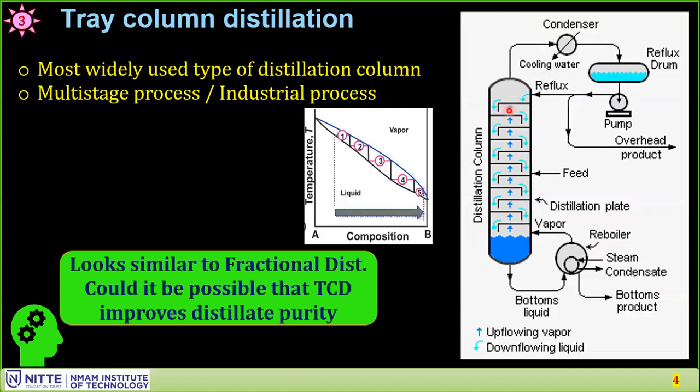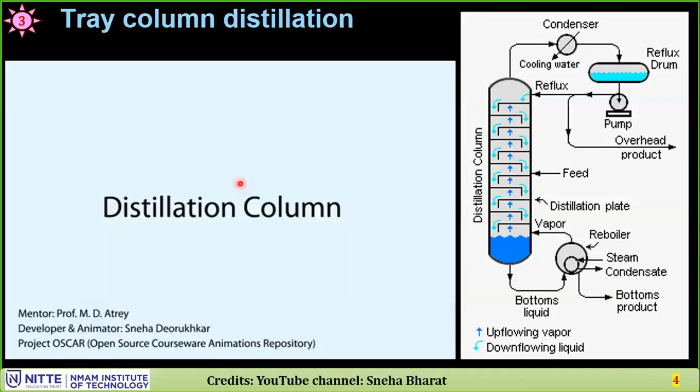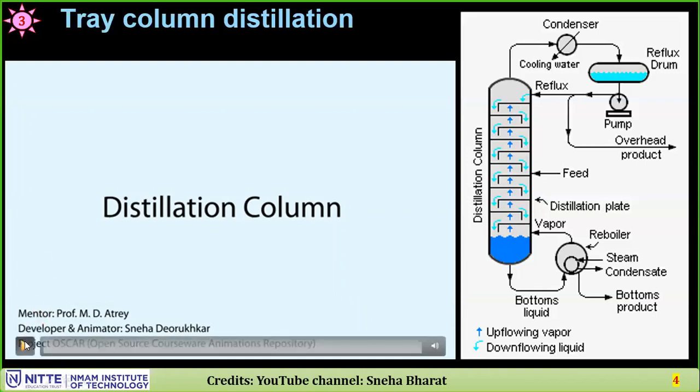Alright, it looks similar to fractional distillation. Here I have a question for you. Since it looks similar to fractional distillation, could it be possible that tray column distillation improves distillation purity? Just think it over and come back. You can pause the video. Yes, welcome back. You might have thought that there are multiple stages here, and a multiple number of stages improves the distillation purity. Yes, you are right. Tray column distillation improves the purity of the top product.